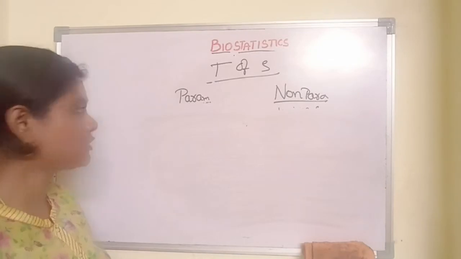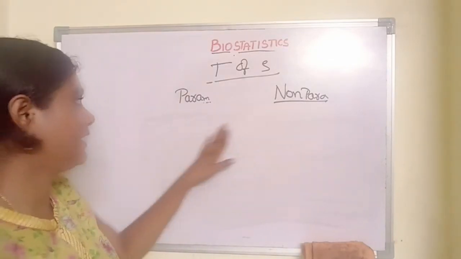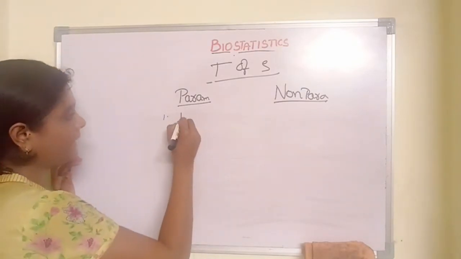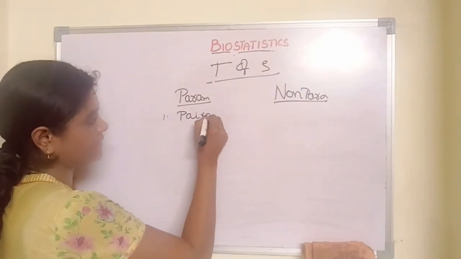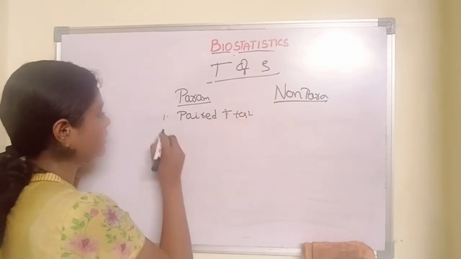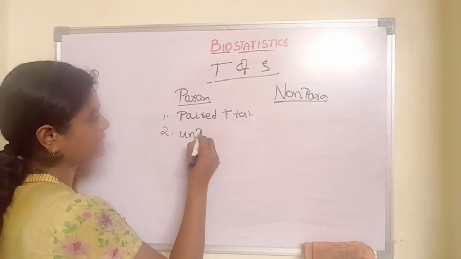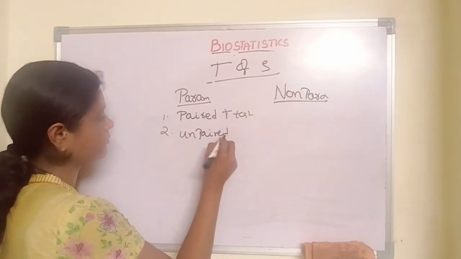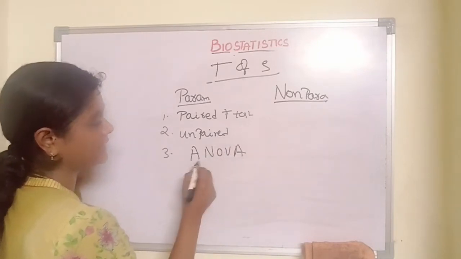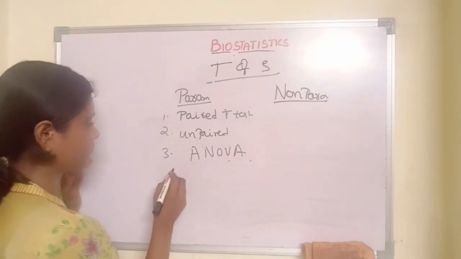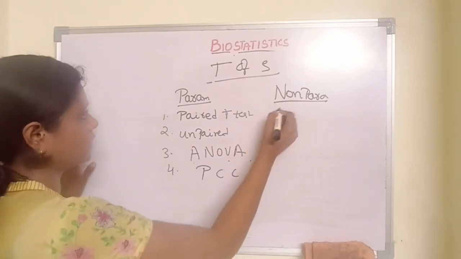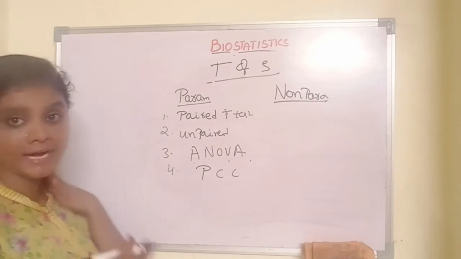Coming to the examples of parametric and non-parametric tests. The first example we all know is the paired t-test. Let me first write and then speak. Paired t-test, then unpaired t-test, ANOVA, analysis of variance, and Pearson correlation coefficient. These are the main parametric tests.